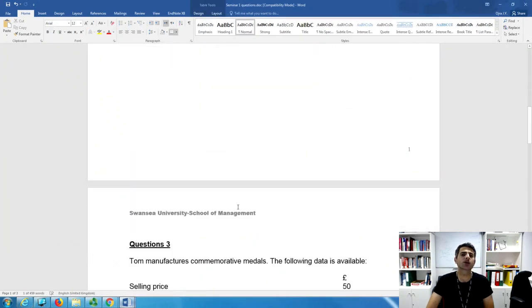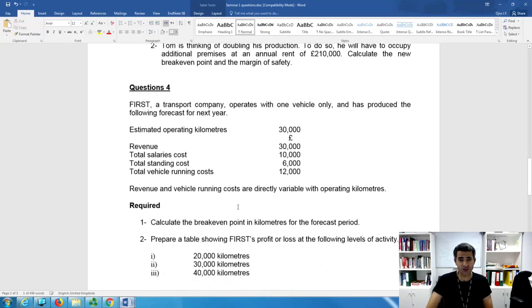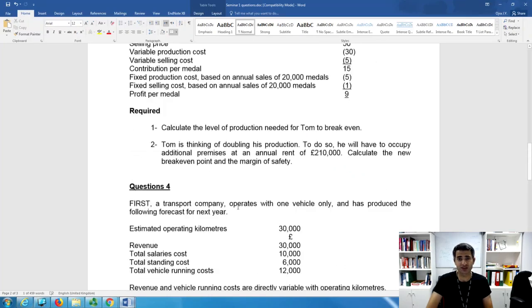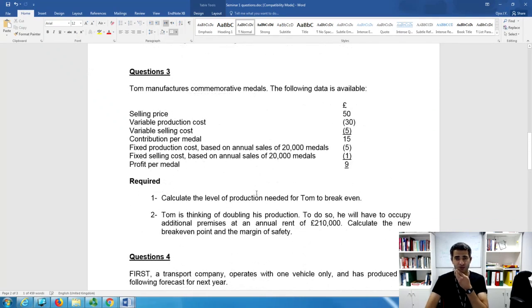Question number 3 is actually the same as question number 1. It asks you for break-even and margin of safety. Question number 4 again asks you for break-even. So let's pick one, for example, question number 3.